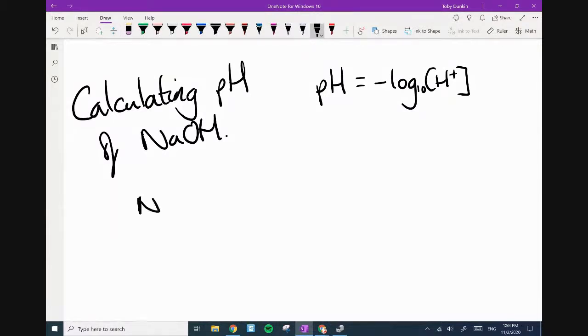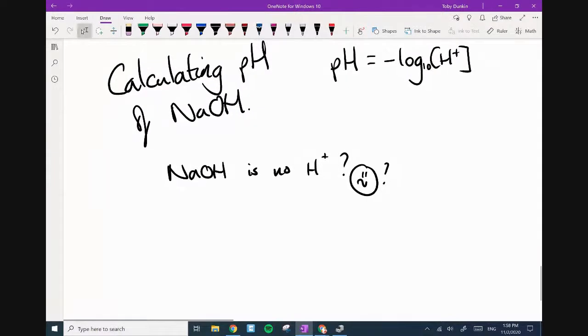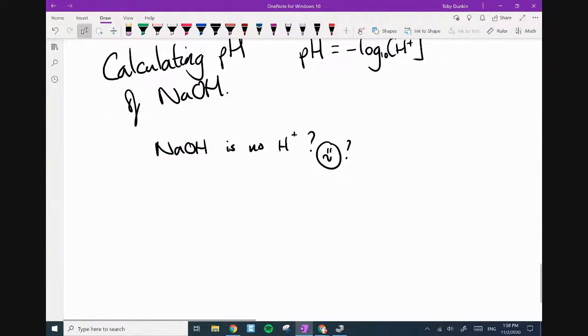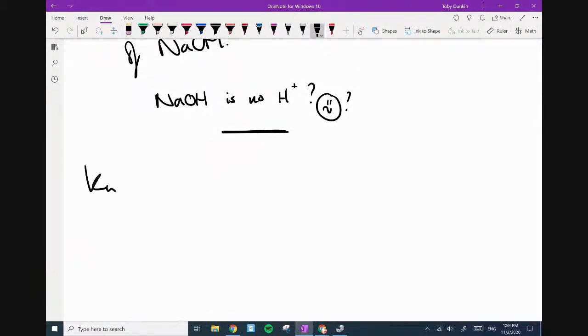Right, now here's the problem. In sodium hydroxide, there is no H+. Well, that's a rather odd thing then. So how could we calculate the pH of something that doesn't have it? Well, what we need is an equation that will allow us to bring H+ and OH- together. And we have already met one in the form of Kw. Kw equals H+ concentration multiplied by the OH- concentration. This is called the Kw expression of water.